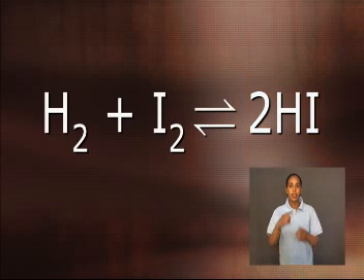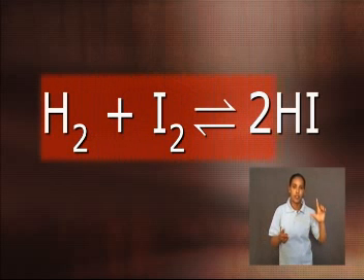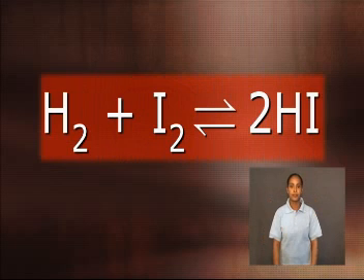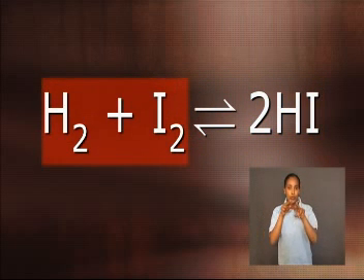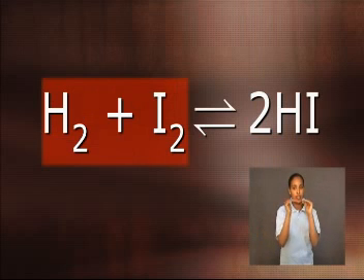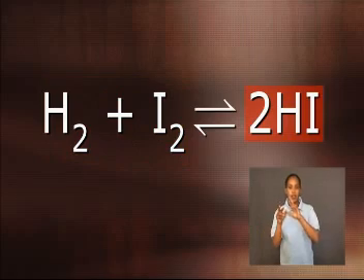In this formula, the rate at which hydrogen iodide appears is known as the rate of reaction from left to right. The two reactants are shown on the left side of the equation, and the product is shown on the right side.